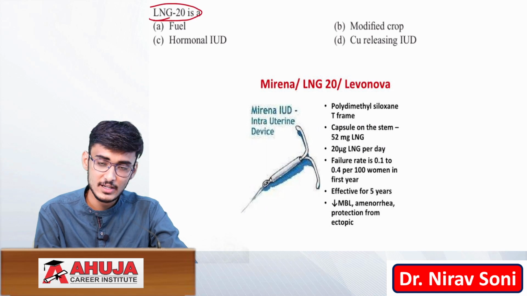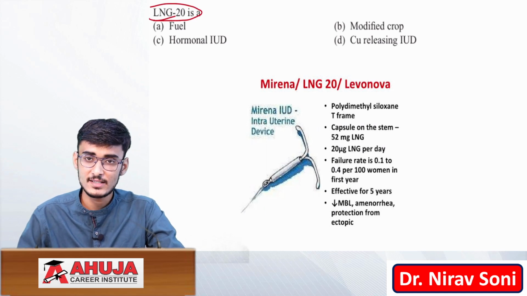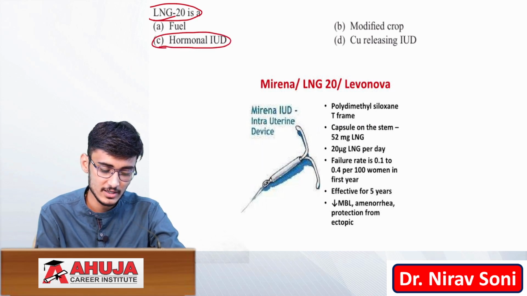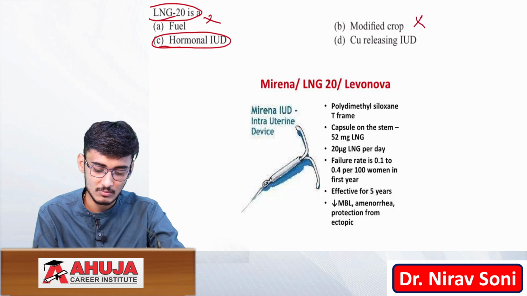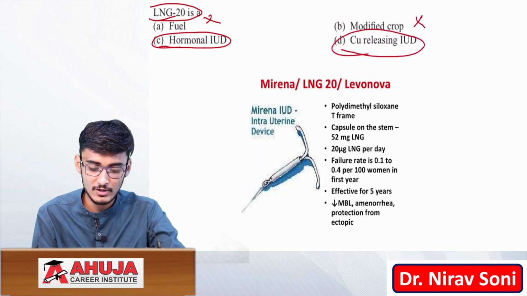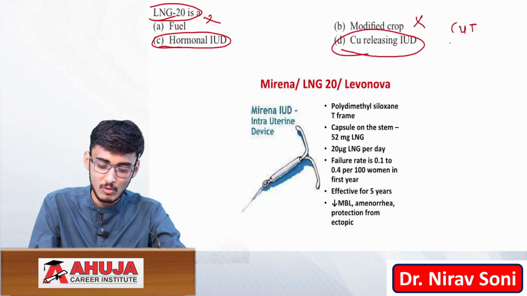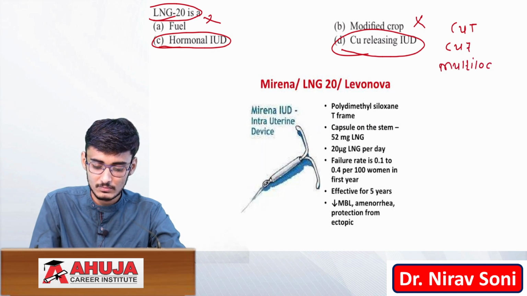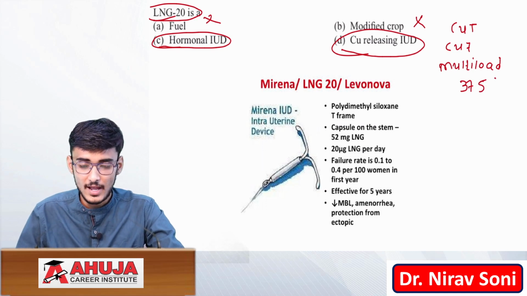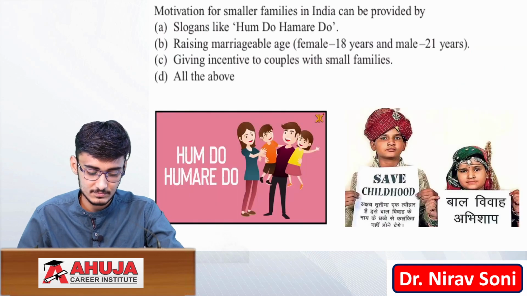What is LNG20? LNG20 is levonorgestrel. It is a hormone-based IUD. The option C should be right over here. It is not a fuel. It is not a modified crop. It is not a copper releasing IUD. Copper releasing IUDs contain copper T, copper 7 and multiload 375. LNG20 is a hormone-based intrauterine device.